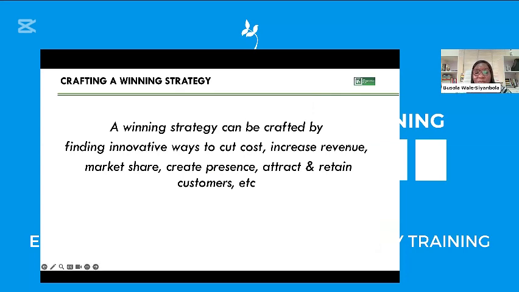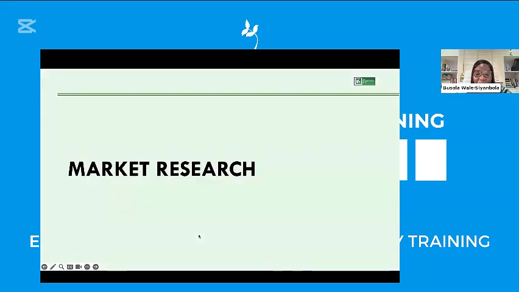A winning strategy can be crafted by finding innovative ways to either cut cost, increase revenue, increase market share for existing businesses, or to create presence to attract and to retain customers for new businesses. Now, let's go quickly to market research.